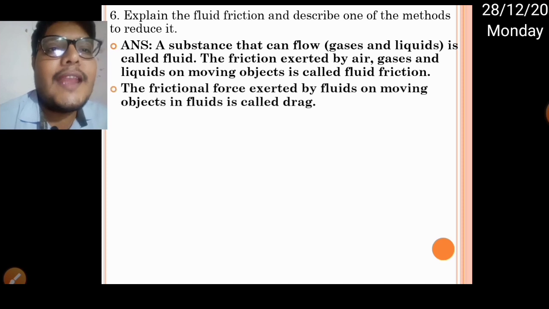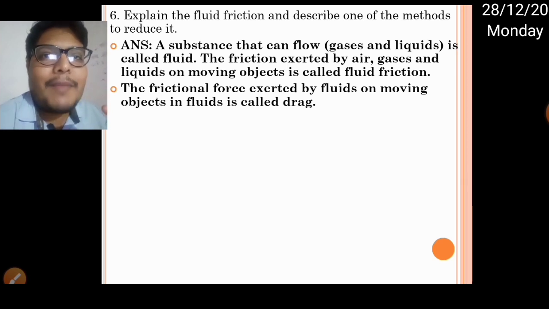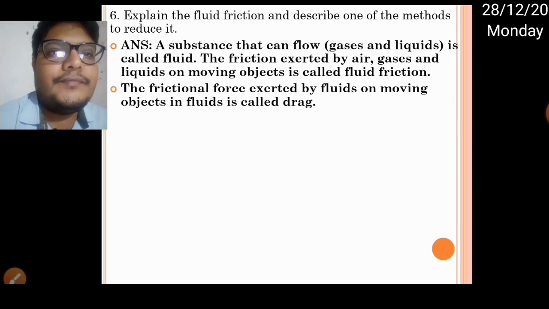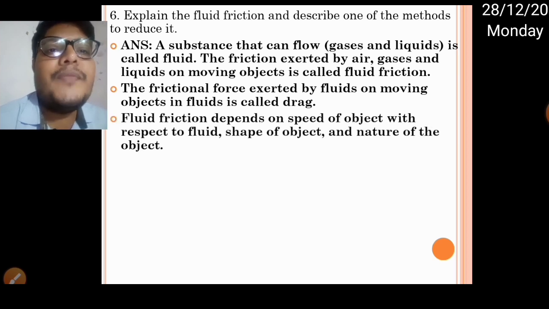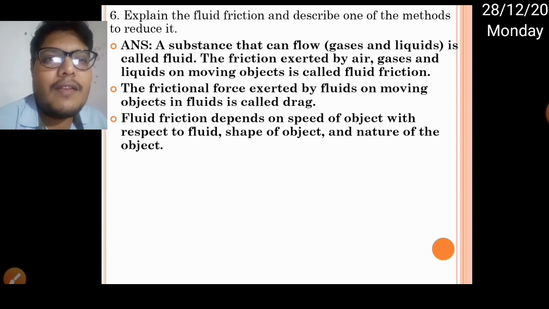Okay, see the next point here. The frictional force exerted by fluids on a moving object, right? The fluid will apply some force to stop it. That is known as drag, or we can say it is fluid friction. See the next point here. Fluid friction depends on the speed of the object with respect to the fluid. There are 3 points that are very important to understand fluid friction: first, the speed of the object with respect to the fluid; second, the shape of the object; and third, the nature of the object.